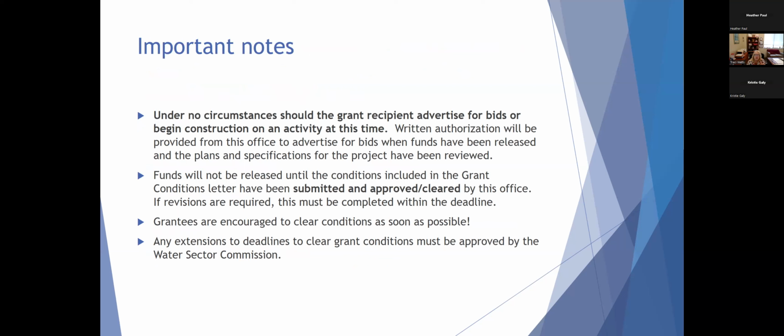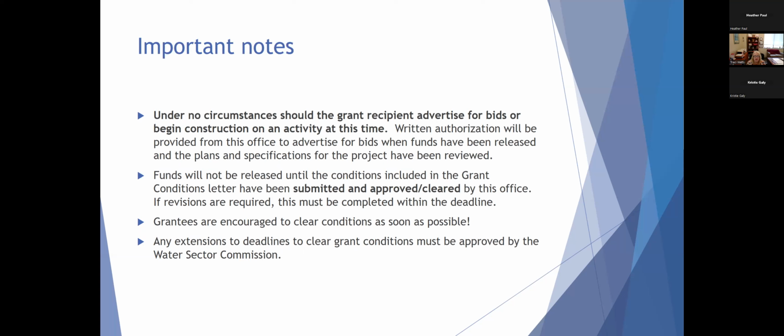Just a couple of important things I want to note before we start going through those grant conditions. Under no circumstances should the grant recipient advertise for bids or begin construction on an activity at this time. We will provide written authorization when you have permission to do those things. We will not release funds until all grant conditions have been met. That means they have to be submitted and some have to be approved by our office in order to be cleared. If we do require revisions, they need to be completed within the deadline that's established in the authorization letter.